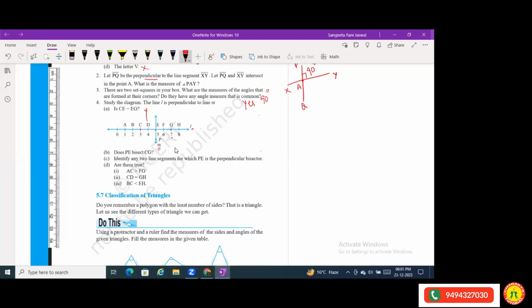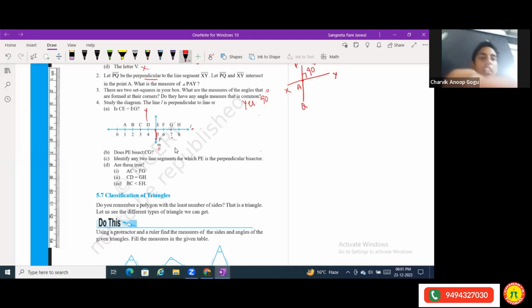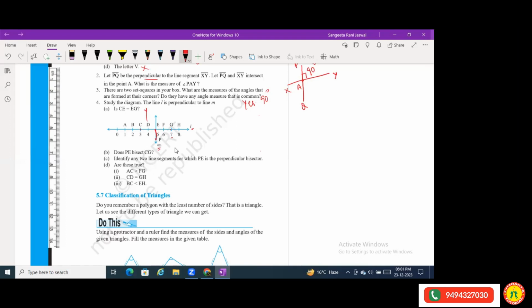Now this is your PE from P to E. This is P. Mom, I can't see the screen. Others, can you see the screen? Yes, ma'am. Mom, but I can't see. So some technical problem must be there your side. Mom, once I leave and join.